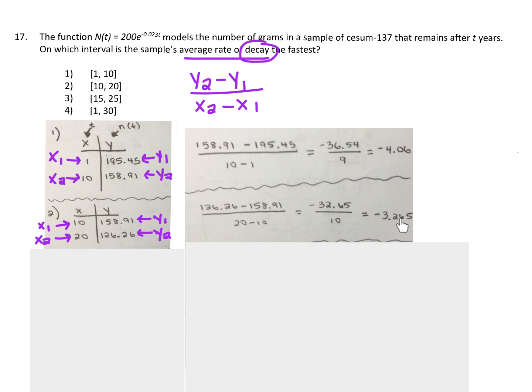Okay, so far, it can't be choice 2 because choice 1 is decaying at a much faster rate. Isn't 4.06 bigger than 3.265? Okay, so choice 2 already cannot be the answer. All right, then you're going to go through and you're going to do this for each of them.